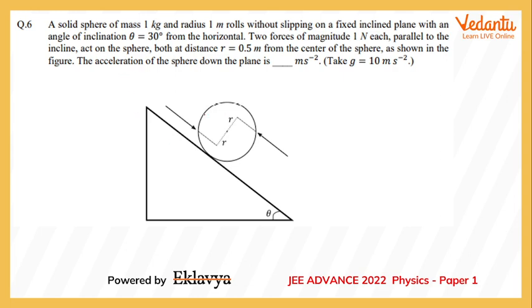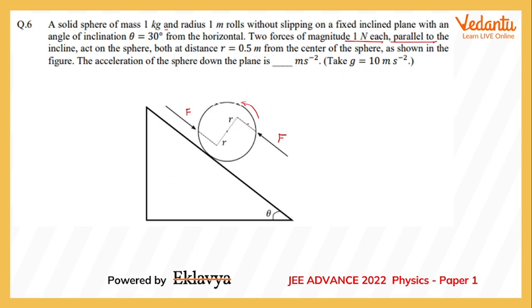This question says that there is a solid sphere, and on that solid sphere we have exerted two forces which are parallel to each other and opposite in direction, at a distance r from the center as shown in the figure. Let me call this force F and this force F. What will happen because of this? This force will create a torque in the anti-clockwise direction, but it will not create any net force. So it will only lead to a torque.